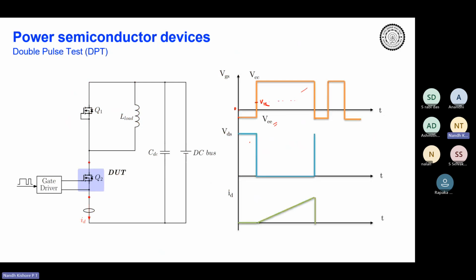So yeah, when the device turns on, what would happen? When Q2 turns on, the path would be from the DC bus, through the inductor, through the device, and back to the DC bus, right? This is during the first pulse.